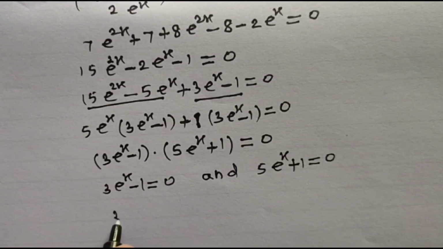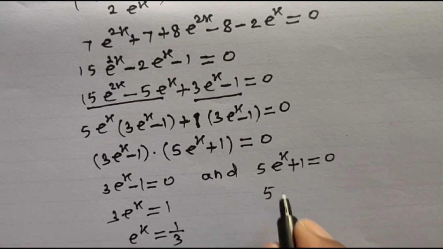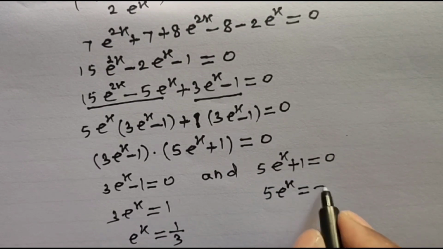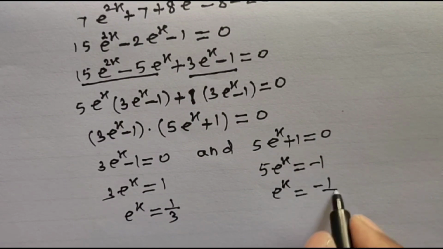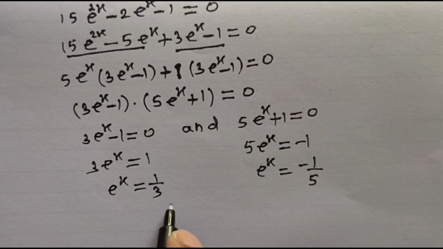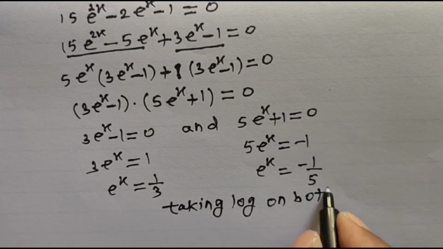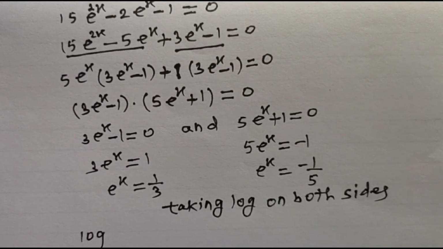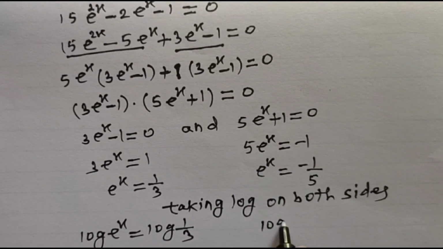Hence 3 times e to the power x is equal to 1, hence e to the power x is equal to 1 upon 3. 5 times e to the power x is equal to minus 1, and e to the power x is equal to minus 1 upon 5. Then taking log on both sides, log of e to the power x is equal to log of 1 upon 3, and here log of e to the power x is equal to log of minus 1 upon 5.